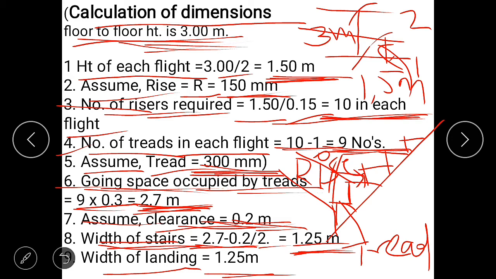Okay, so here we calculated all the dimensions required for a stair. First, height of stair is 3 meter. Height of each flight is 1.5 meter. Assume rise is 150, number of rises is 10. Number of treads is 9. Dimension of tread is 300 mm. Going space is 2.7 meter. Clearance is 0.2 meter. Width of stair is 1.25 and width of landing is 1.25.